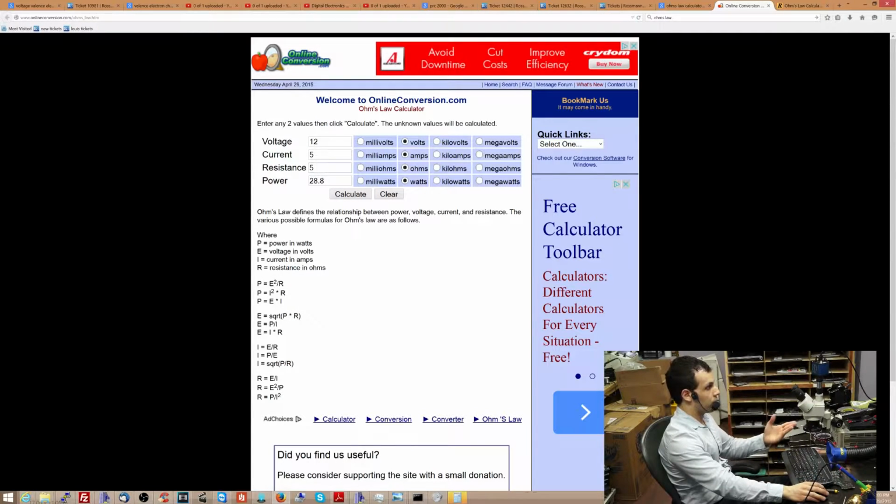You can figure out pretty much anything in the circuit from having 2 of these. So let's say if my voltage is 12 and my current is 5, that must mean that the resistance is 2.4 and that my power is 60 watts.